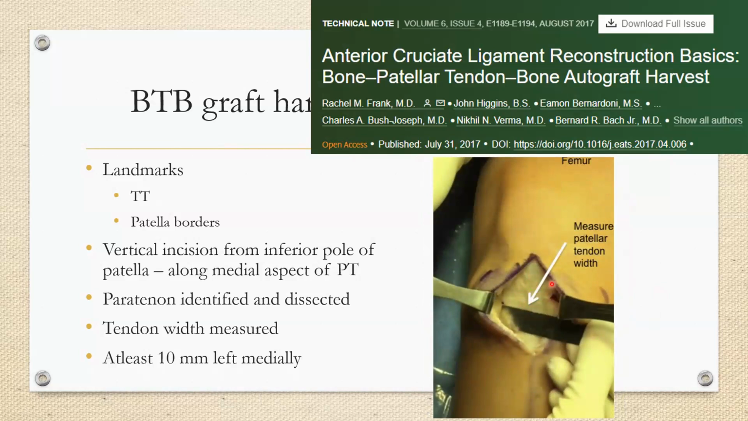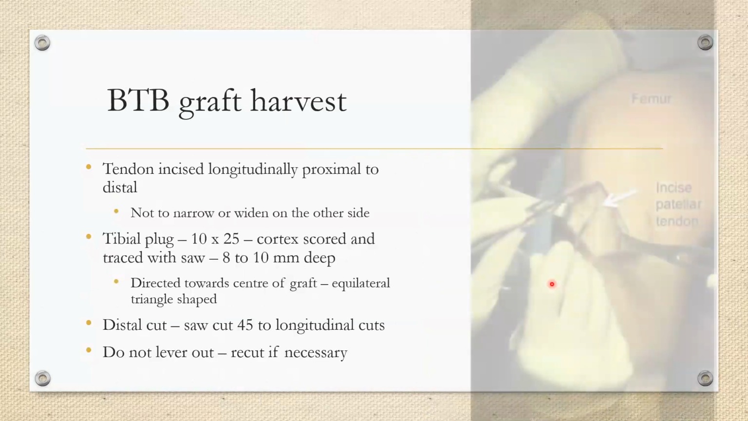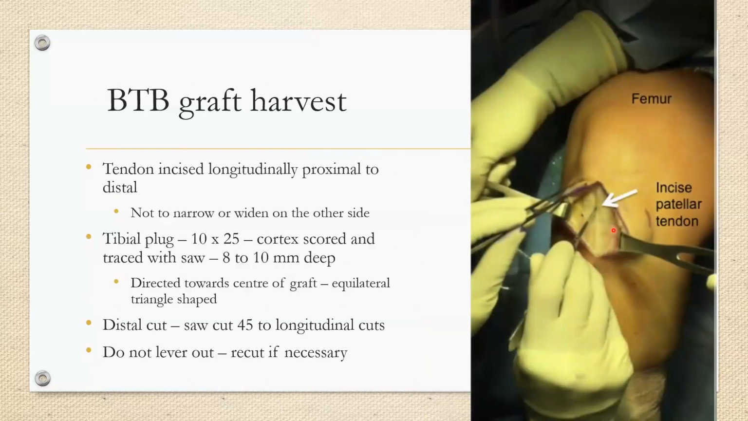At least 10 mm of tendon should be left medially intact. The tendon is marked and incised longitudinally from proximal to distal, starting either on the medial side or the lateral side. Care should be taken not to let the incision narrow or widen from the other side. It should be kept as parallel as possible. As we come down, the tibial plug is harvested first.